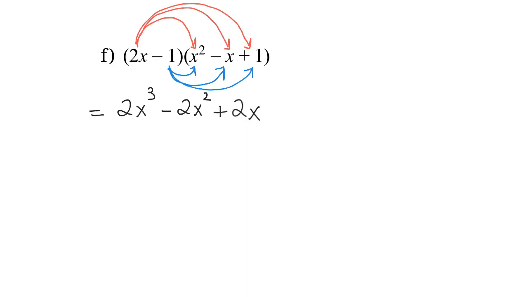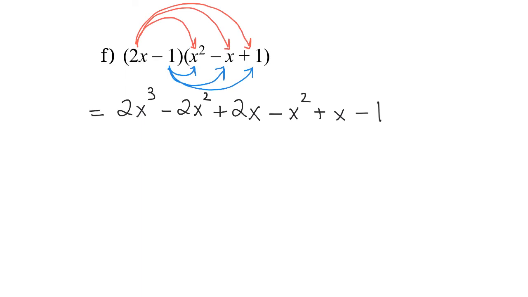Okay, now we're going to hit the second set. So we're going to start with negative 1, and we're going to multiply it by x squared, which is going to give us negative x squared, or negative 1x squared. And then we've got negative 1 multiplied by negative x, and that will give us a positive x. And then we've got negative 1 multiplied by positive 1, which is going to give us a negative 1. So now that we've distributed, our next step is to collect any like terms that we see.